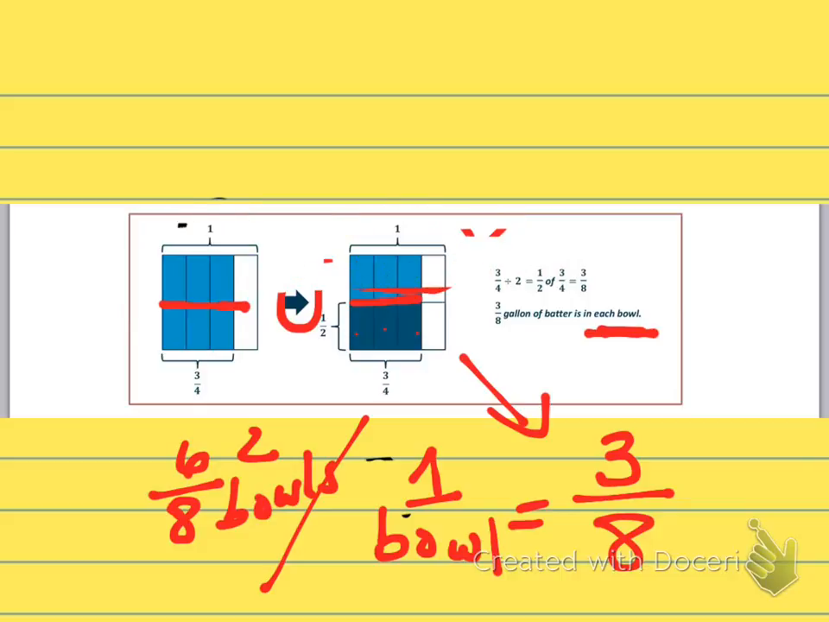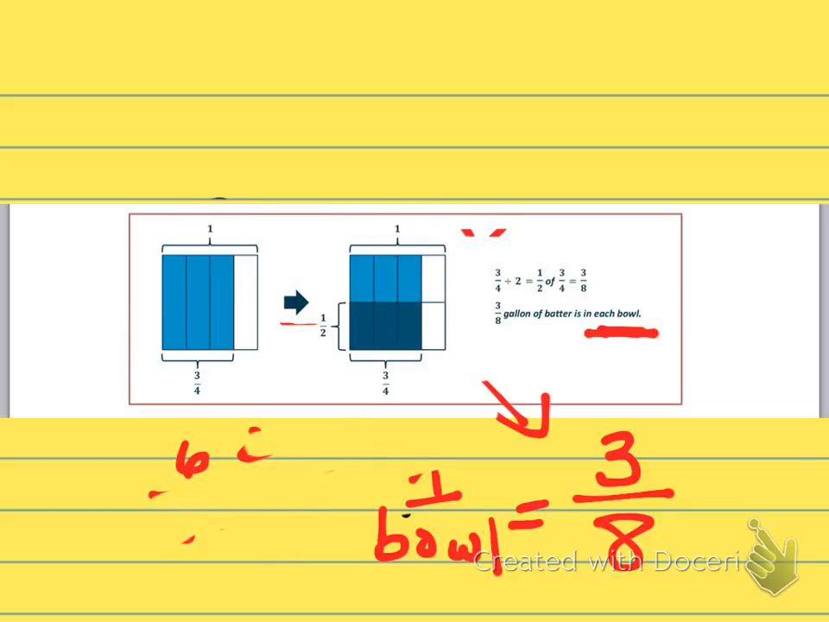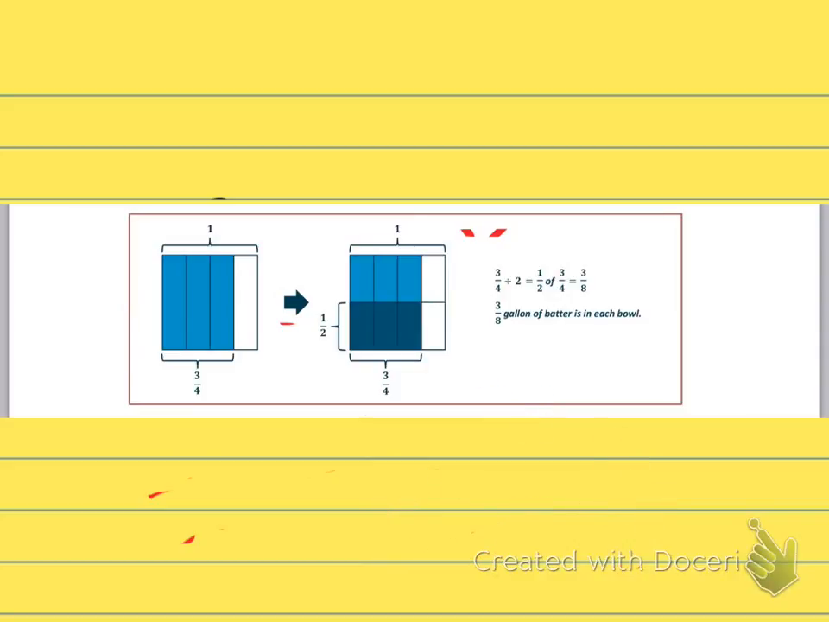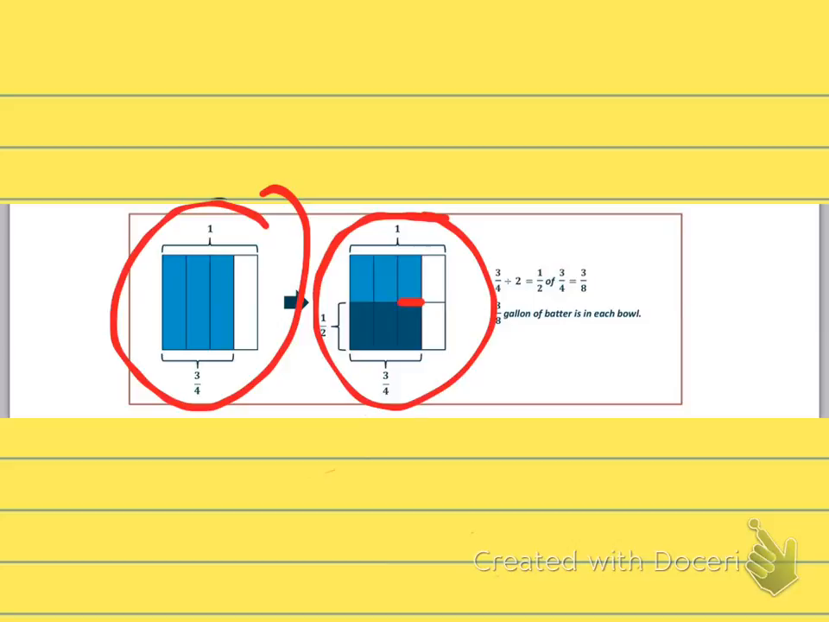Okay, so let me erase all this busyness here, and look at this visual here. What it shows in the first picture is, remember the problem is, we have 3/4 of a gallon, and so this shows the gallon, and here's the 3/4, right? And remember, we're going to pour that into 2 bowls. So then you see the same picture is being cut into 2 sections.